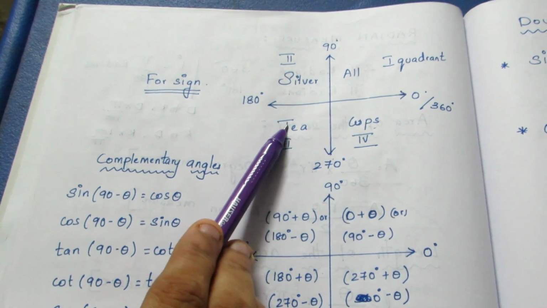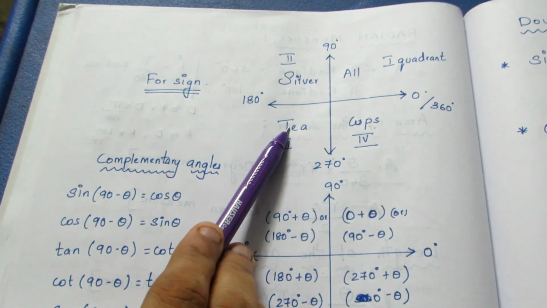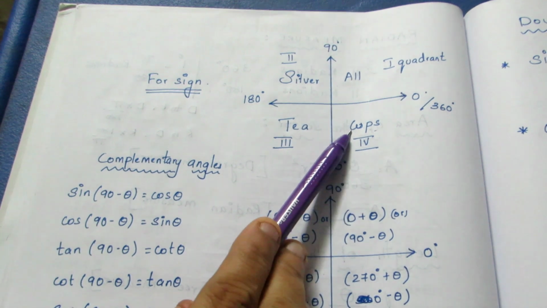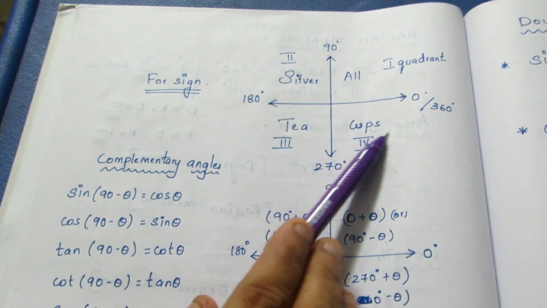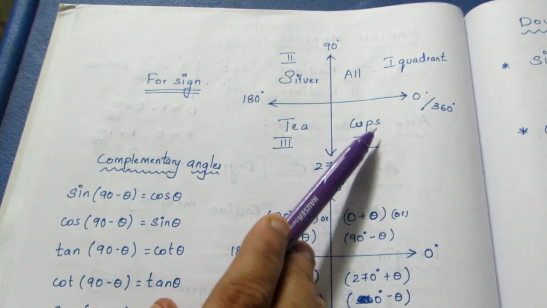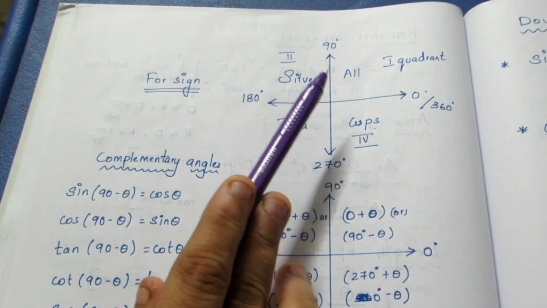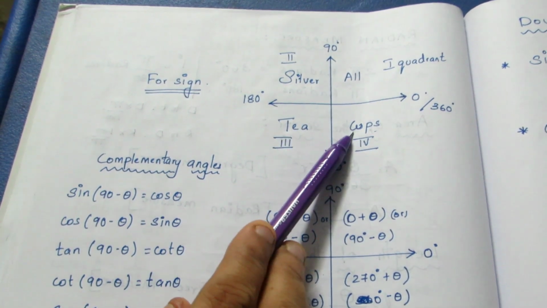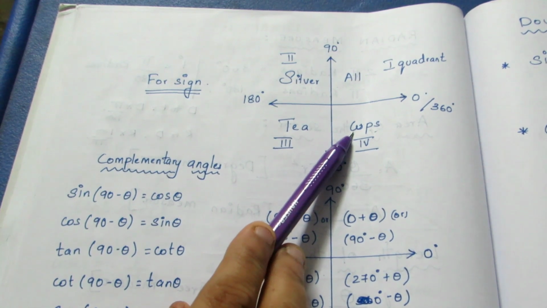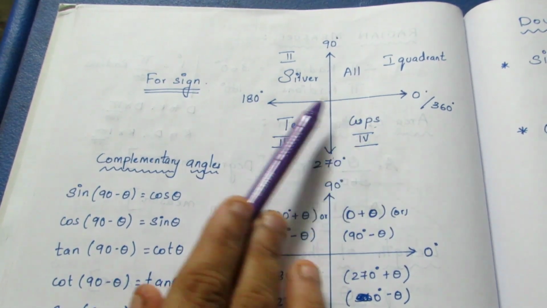Tan and cot will be positive, the rest are all negative. Here C means cos. Cos and its reciprocal secant will be positive, the rest are all negative. So here everything is negative. Here sine and cosecant are negative. Here tan and cot are negative. Here cos and secant are negative, the rest are all positive.